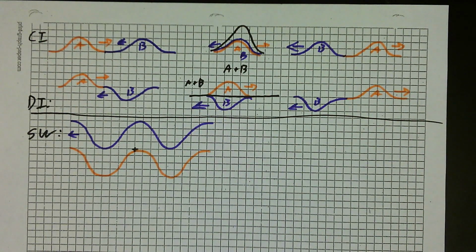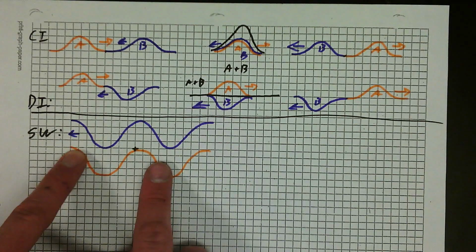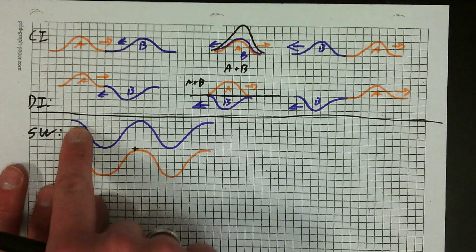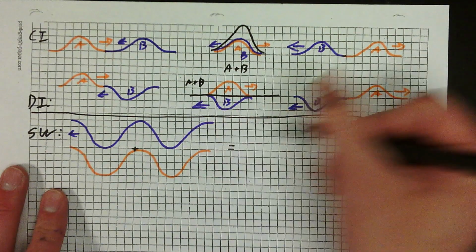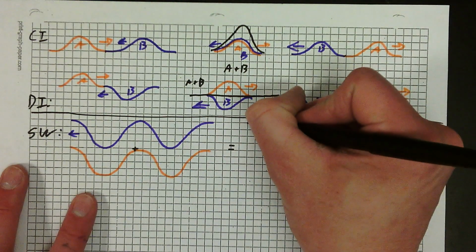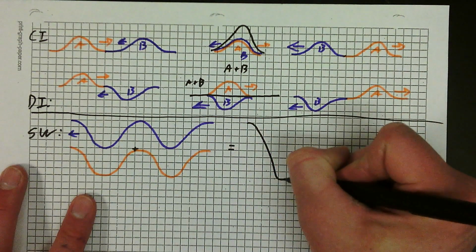So what type of interference is this? Constructive interference. Excellent. Okay, so we got constructive interference. That means when they add together, I'm going to get a really big wave that's going to do this.